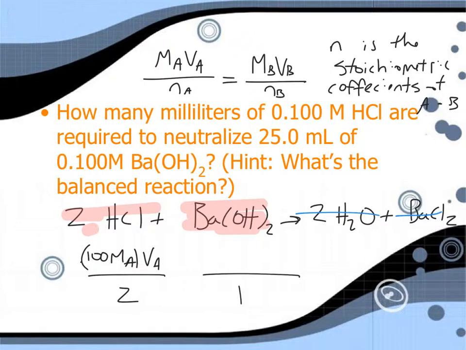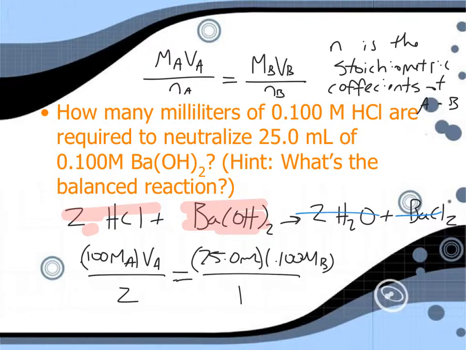Next, I find that I have 25 milliliters of 0.1 molar barium hydroxide, or base, and so I'm going to write in 25 milliliters on this side multiplied by 0.100 molar of the base. Now if you look carefully, you have all the information you need except volume of acid. And all you need to do is solve for the missing variable using algebra.